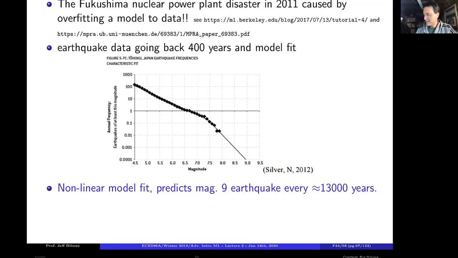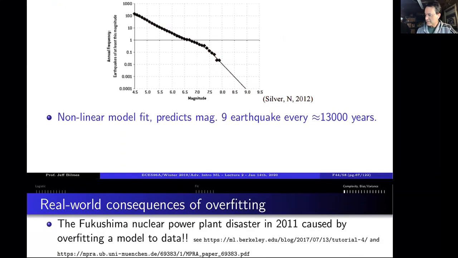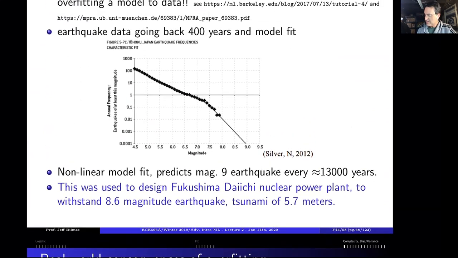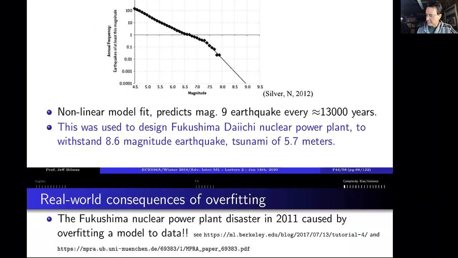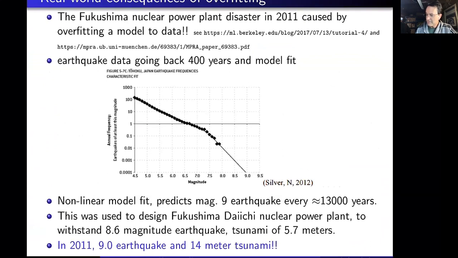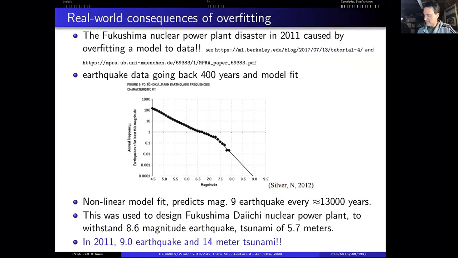They thought almost for sure that their COBOL programs would no longer be active. Anyway, so that's what happened, right? Now, of course, everybody knows what happened. That model was used to design the Fukushima Daiichi nuclear power plant, and they designed it to withstand, rather than a 9.0 earthquake, which happens so infrequently, an 8.6 magnitude earthquake and a tsunami of about 6 meters, based on this plot.